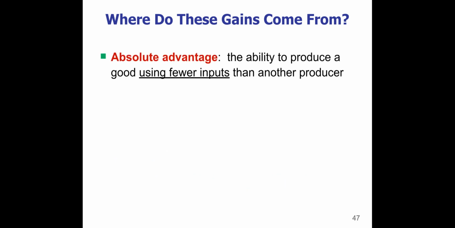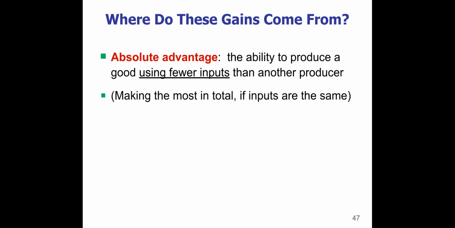The first advantage we're going to talk about is absolute advantage. This is the ability for a producer to make a good using fewer inputs than another producer. So, if one producer can make it with less labor hours or less technology and equipment or less acreage of land, then they would have the absolute advantage. Now, if you have two producers with the same amount of labor hours and inputs, and one of them can make more outputs with the same amount of inputs, they would also have the absolute advantage here.